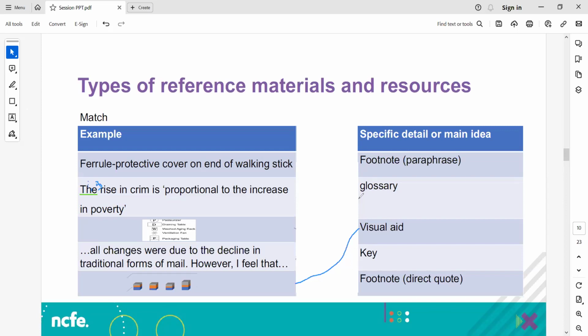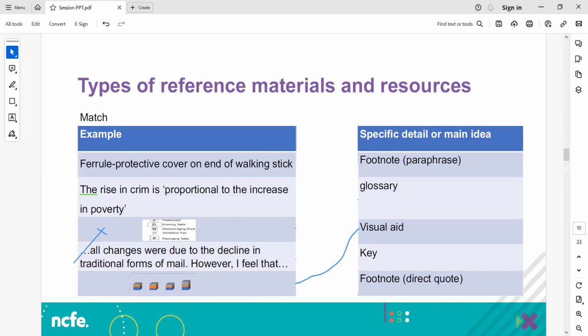Okay, so glossary. Can anyone see an example of something that might appear in a glossary? Remember, a glossary will give us definitions. Can you see on this side here? Something that looks like a definition. So it's defining a word that might be difficult to understand. So we know it's definitely not going to be this one here. That's not a glossary. That is something different.